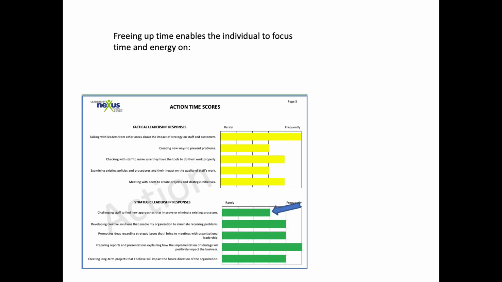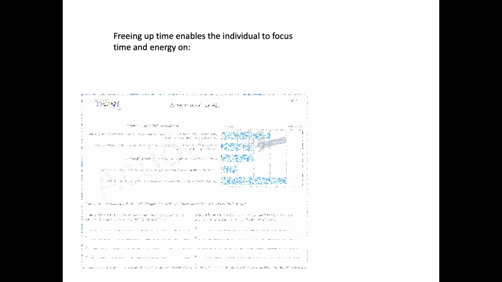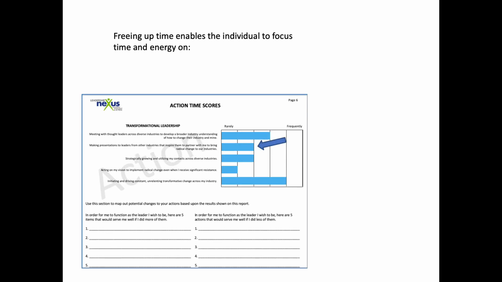Finally, freeing up time from tasks that could be attended to by others frees this individual to focus time and energy on challenging staff to find new approaches that improve or eliminate existing processes, making presentations to leaders from other industries that inspire them to partner with me to bring radical change to our industries, strategically growing and utilizing my contacts across diverse industries, and acting on my vision to implement radical change even when I receive significant resistance. These are all forward-leaning activities that stretch and challenge the individual to be more creative and operate at a higher level than before.